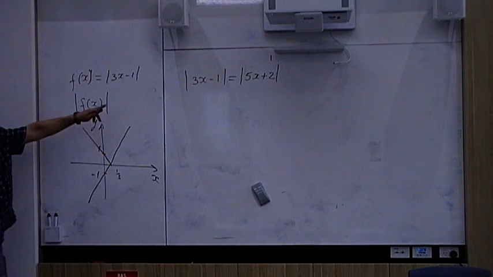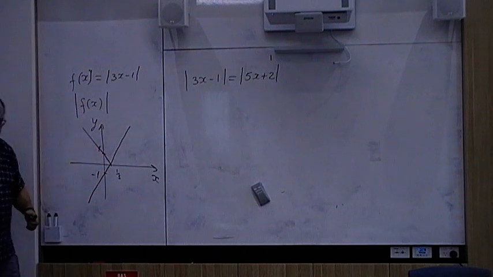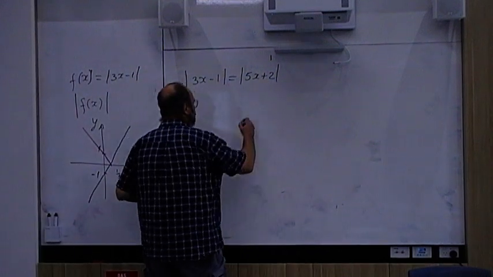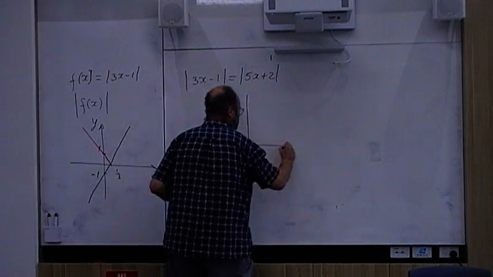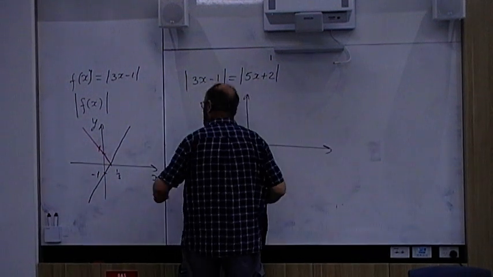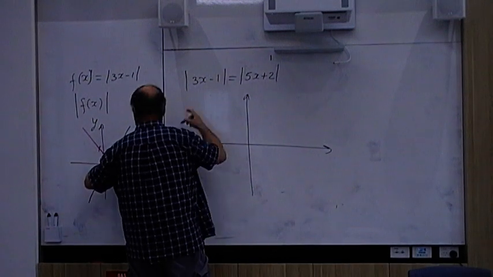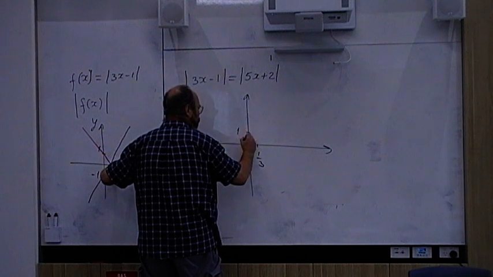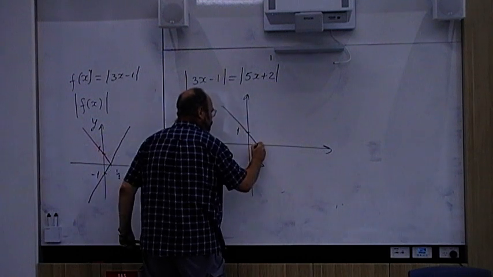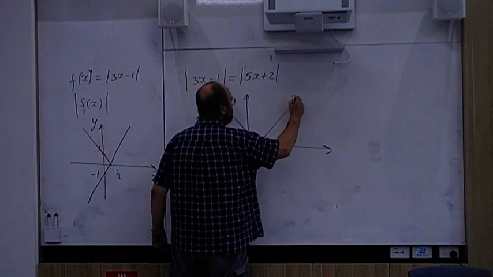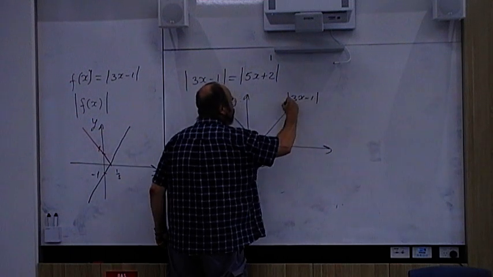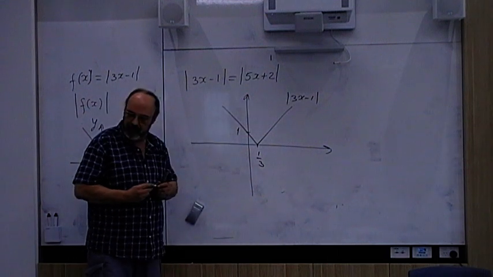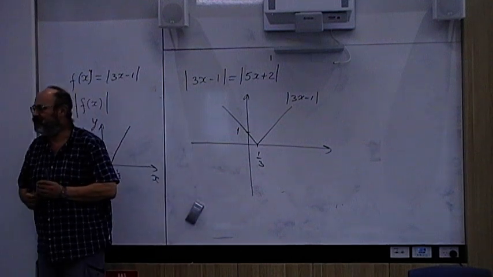Okay, now let's apply this to this equation. Let's sketch both graphs on the same coordinate axis. One graph is modulus of 3x minus 1, which we already know, with 1/3 and 1. This is modulus 3x minus 1. Now, what will be the modulus of 5x plus 2? Can you tell me that?